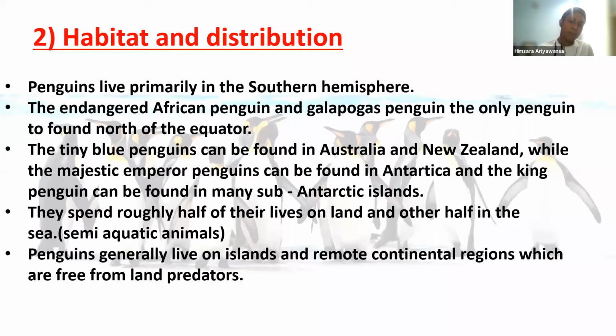So penguins are semi-aquatic animals. Semi-aquatic means they spend some part of their lives on land or in the terrestrial environment and the other half in the water. So roughly they spend half of their lives on land and the other half in the sea. Penguins generally live on islands and remote continental regions which are free from land predators.